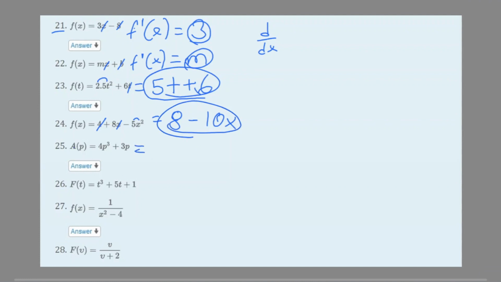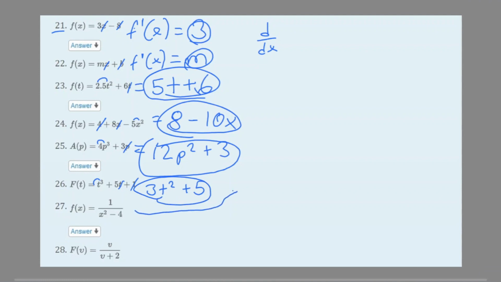And now 25, A of p equals 4p cubed plus 3p. So for this, we can just use the power rule. 3 multiplies by 4, so we get 12p squared, plus 3p becomes 3. And then for 26, we could also use the power rule. 3 goes in the front, so we get 3t squared plus 5. The t cancels out, and the constant cancels out.